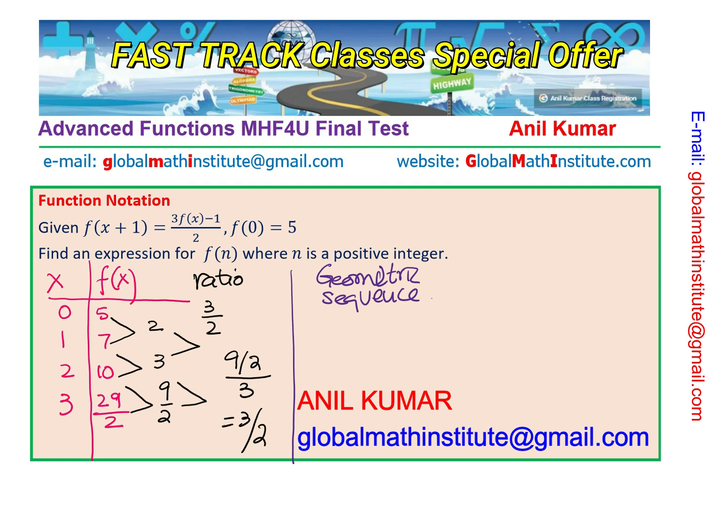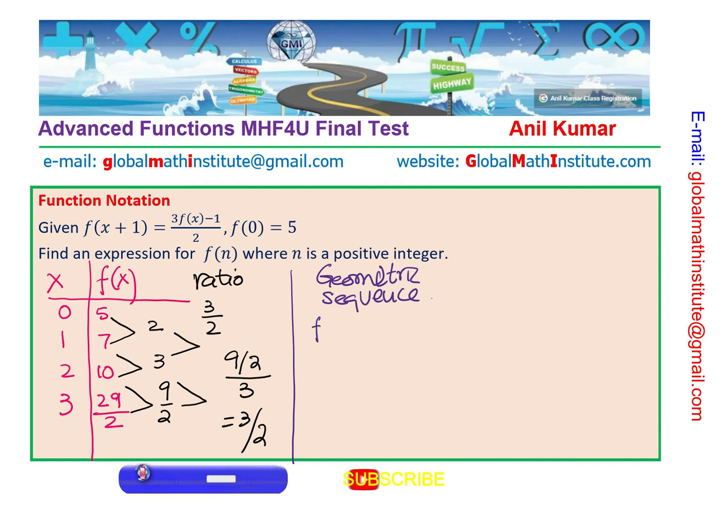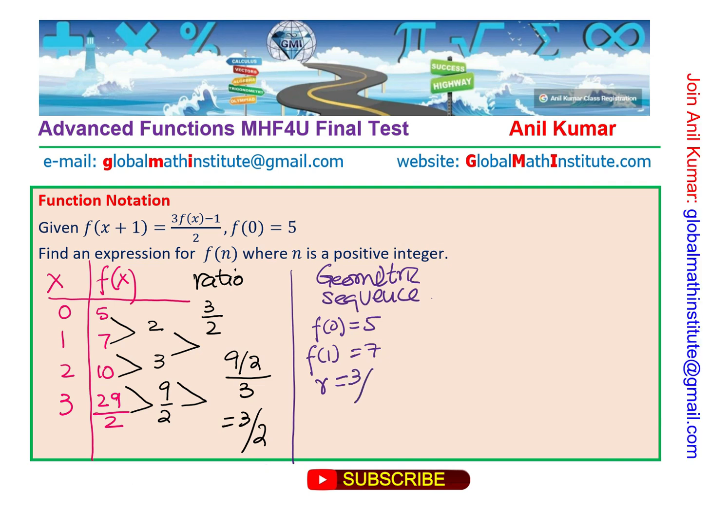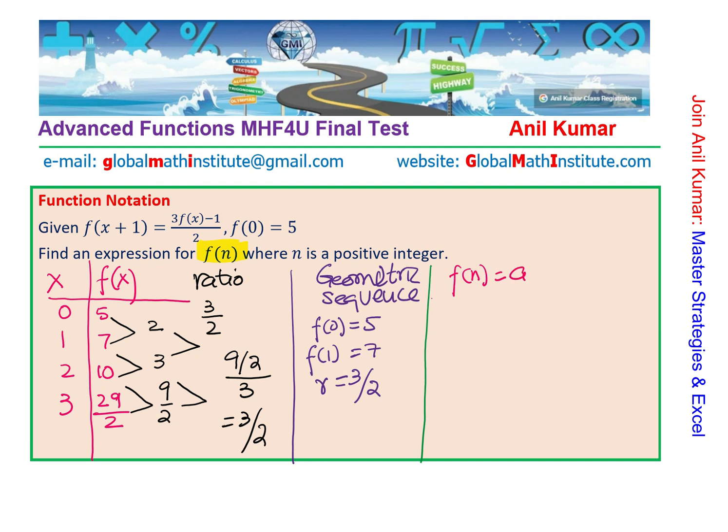So we have a geometric sequence where f(0) is equal to 5, right? f(1) is 7, right? r, the value which we are multiplying by, is 3 by 2. So using the geometric sequence formula and the terms we have at hand, we can now write a general expression for f(n). You get the whole thing, right? So let's do that. We'll write f(n) as equal to a times r to the power of n plus, let's say, b.